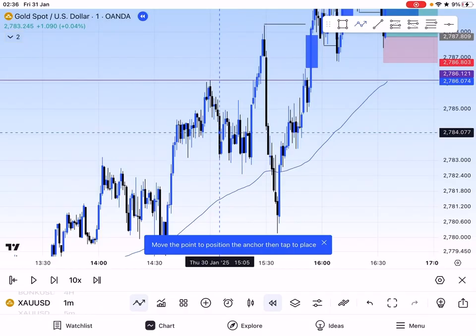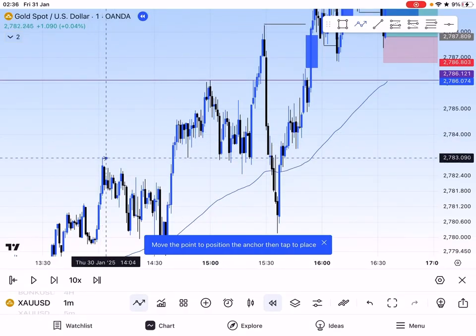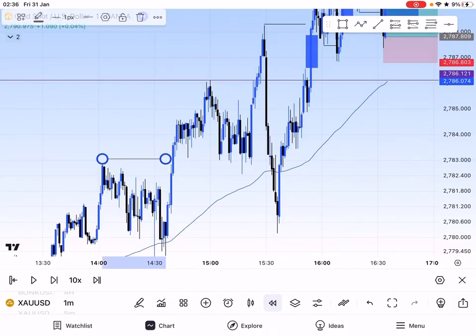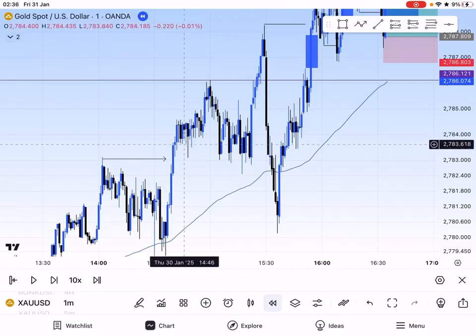Now let's see more examples. So what can you see here? We have a break of structure, guys. Is this not a break of structure? After a break of structure, we had some kind of pullback.